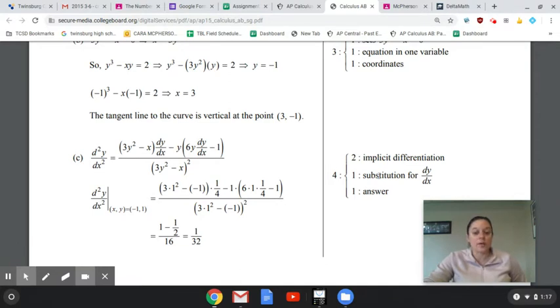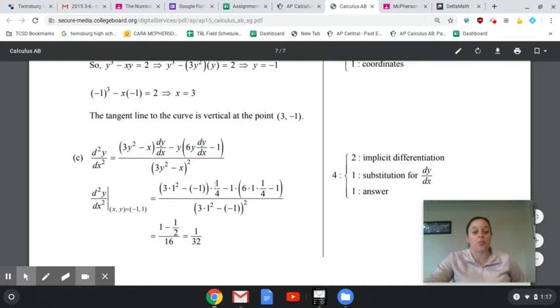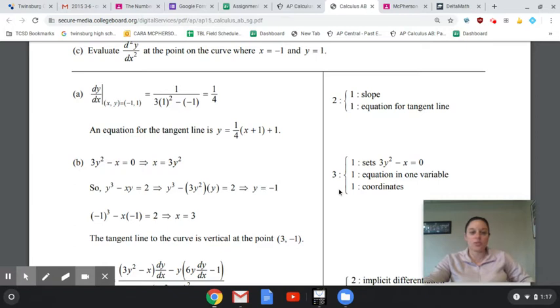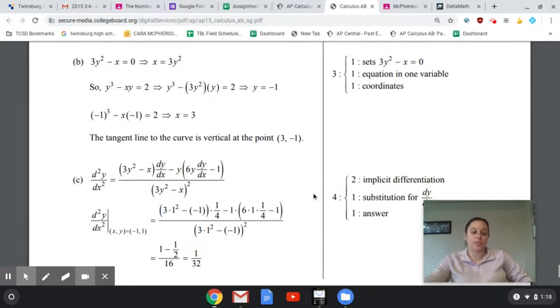You get 1 point if you realize that you should replace your dy/dx with the 1/4 value. Now, you could replace dy/dx with what dy/dx equals. It just gets really big and kind of balloons at that point. So it is simpler to replace it with just the constant value of 1/4. And then your final answer, the 1/32, would be the last point. So again, going through, I didn't think this one was too awful. 2 points for part A, 3 points for part B, and 4 points for part C.